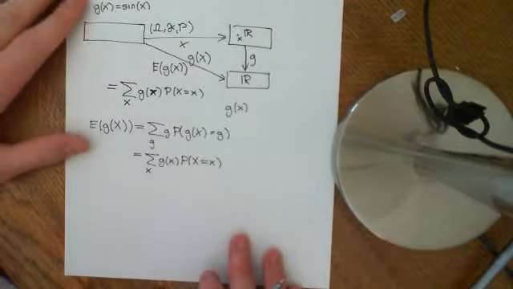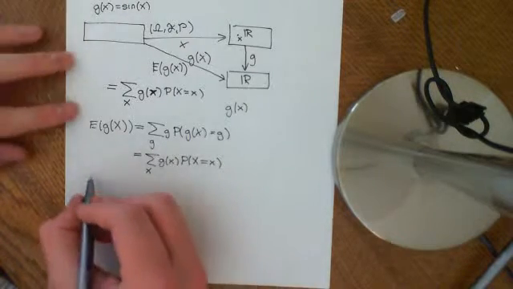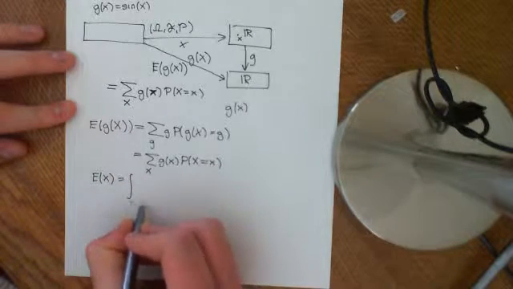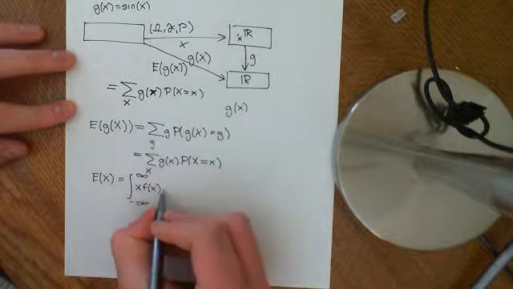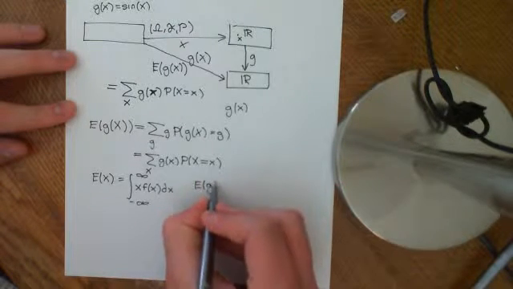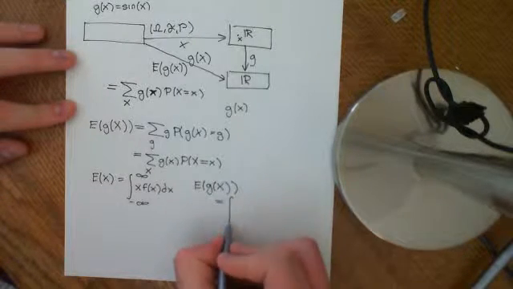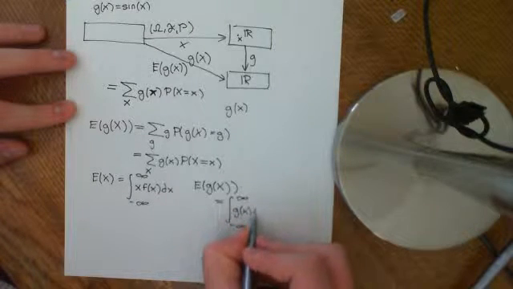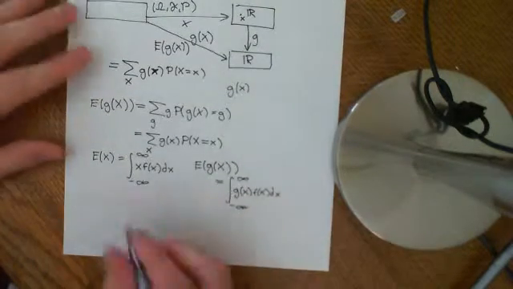Now the same thing holds true in the continuous case, where the expectation value, as we've discussed, is a little bit different. The expectation value in the continuous case is equal to the integral between negative infinity and infinity of x times the probability density function f of x dx. Now the law of the unconscious statistician says that the expectation value of g of x, this function of the random variable, is going to be equal to the integral between negative infinity and infinity of g of x f of x dx.